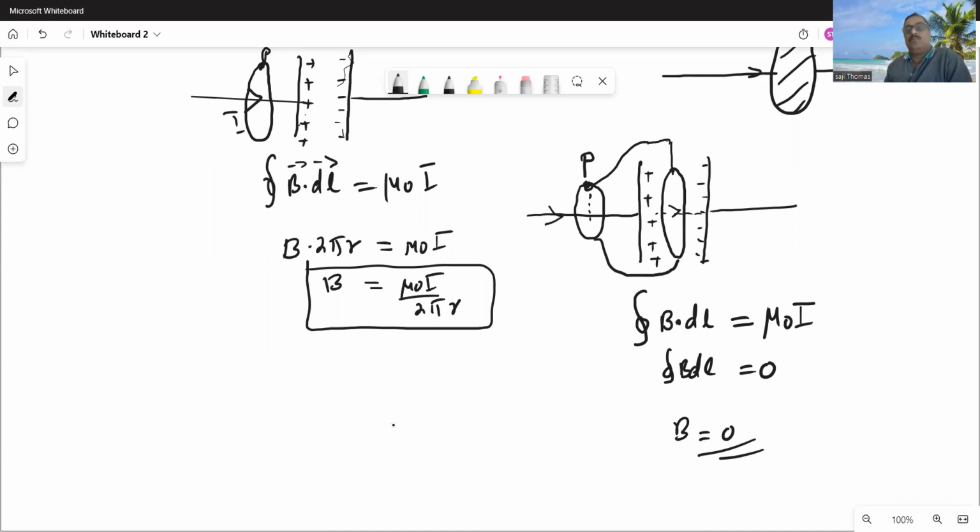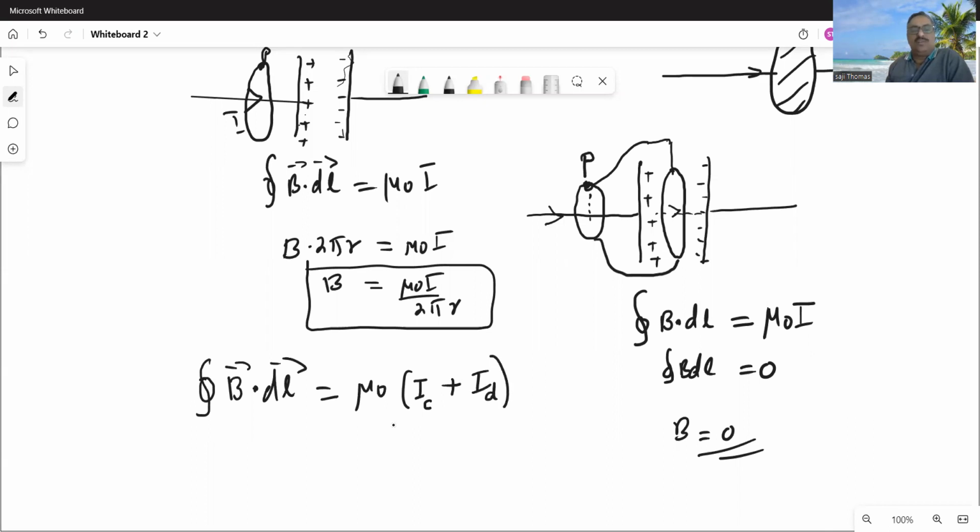So Maxwell modified Ampere's law like this: closed integral B dot dl is equal to mu 0 times I, that is the normal current. I am writing I_C, conduction current, plus there is one more current, I_D. I_D is called displacement current.